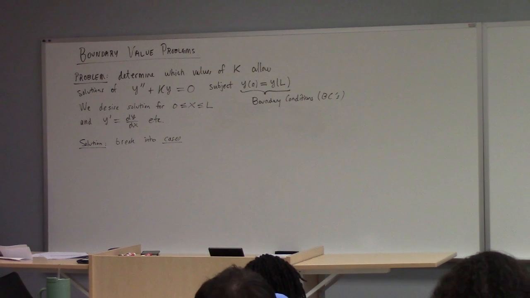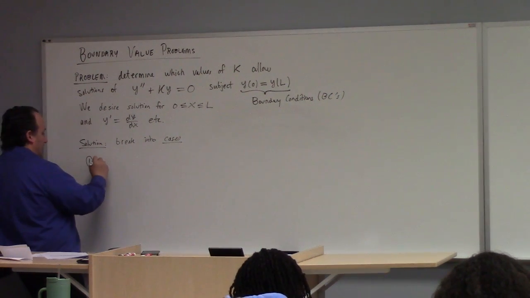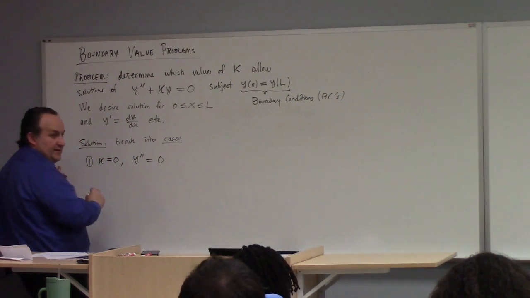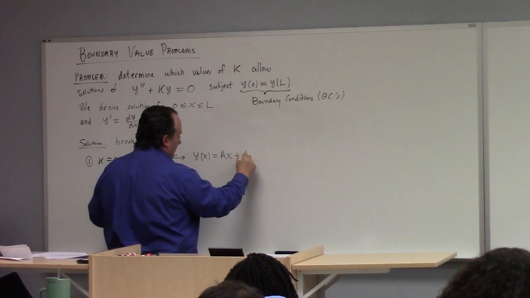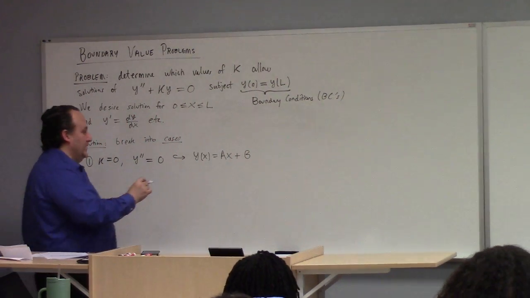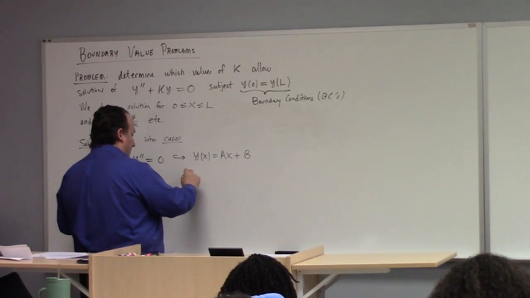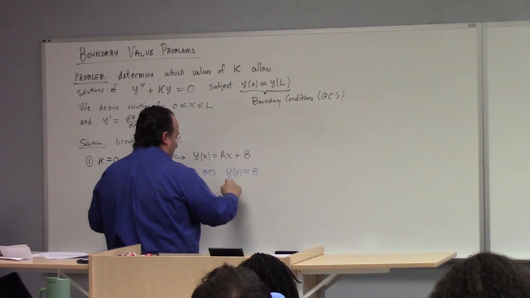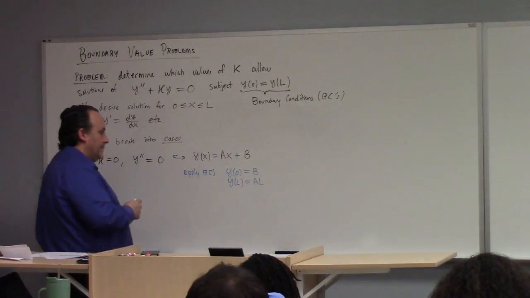Like if k is 0, then what are we looking at? Let's start with that. What's k equal to 0 going to give us? K equals 0. We're looking at y prime prime equal to 0. The solution is y of x equals ax plus b. And if we apply the boundary conditions, what happens? We get y of 0 is b, and y of L is equal to AL plus B.